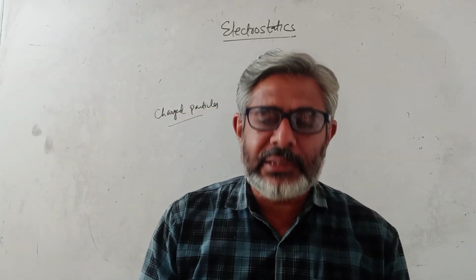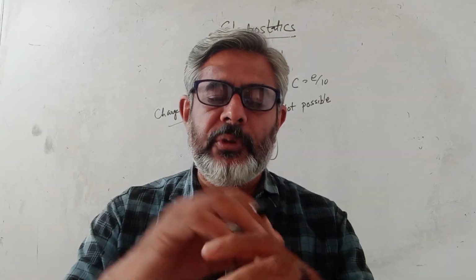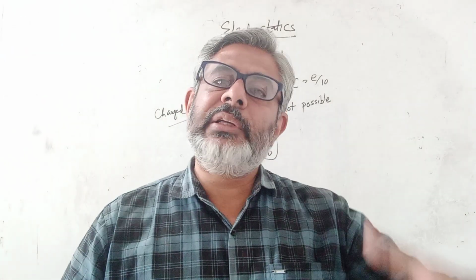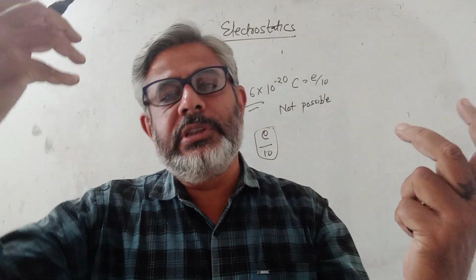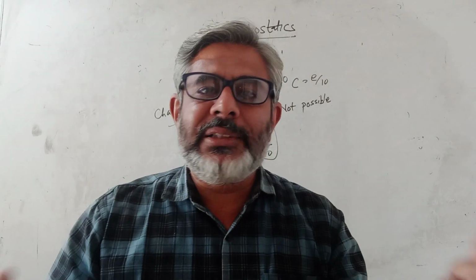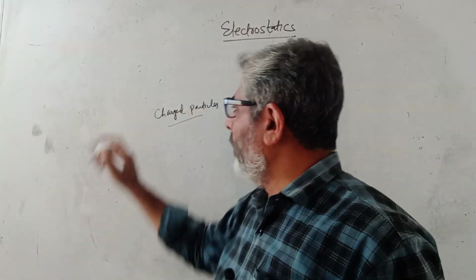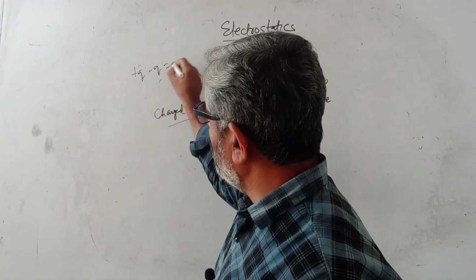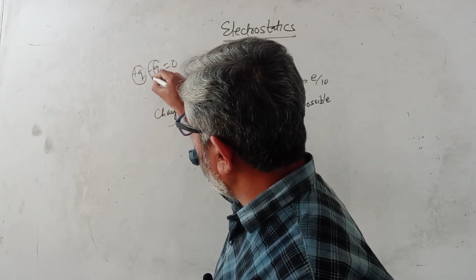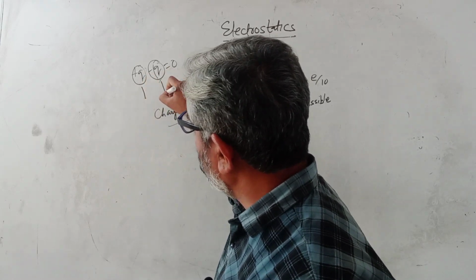So if somebody asks you, how many charged particles are there? You will say, no charged particle, because this is neutral. Now this breaks into two pieces. One is negatively charged, another one is positively charged. So this is also charged, this is also charged. Now their total charge is 0, I agree, but this one is negatively charged, this one is positively charged. So if you add plus q and minus q, total charge is 0. But this is a charged particle, and this is a charged particle also: one charged particle and another charged particle.